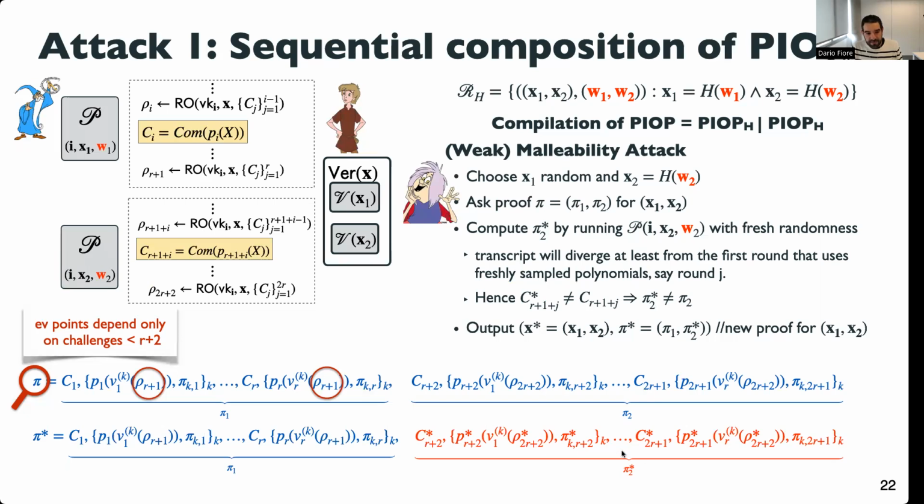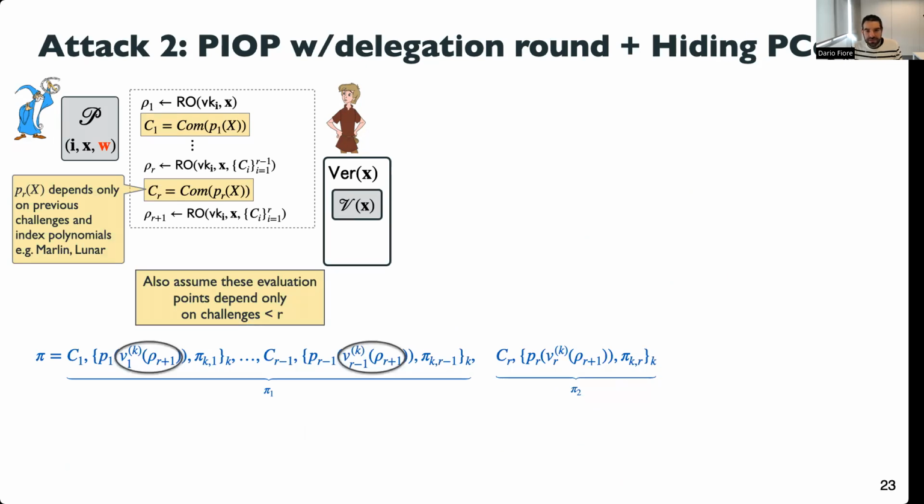But the concatenation of pi1 and pi2 star will be accepted, because essentially the verification of the two parts is independent. In particular, the polynomials of the first part of the proof are going to be evaluated on points that do not depend on the second part of the proof. So the random challenges are the same as in this proof. If this pi1 passes, this one will pass here as well. And that shows how you can create a new proof for the same statement for which you have seen a proof. Okay, so that's one.